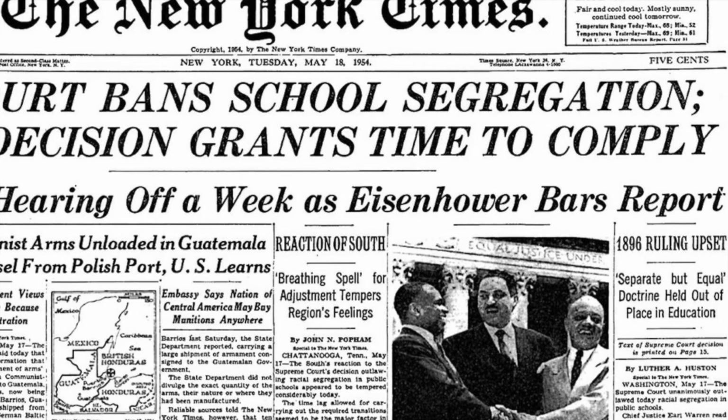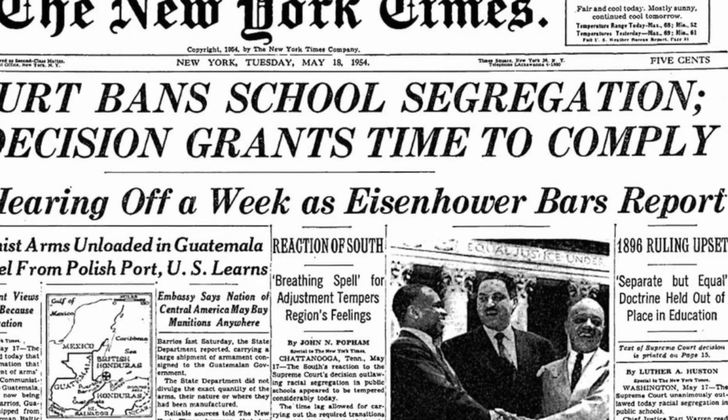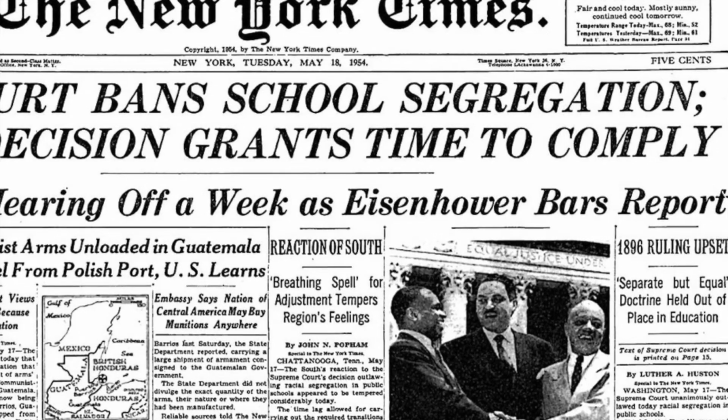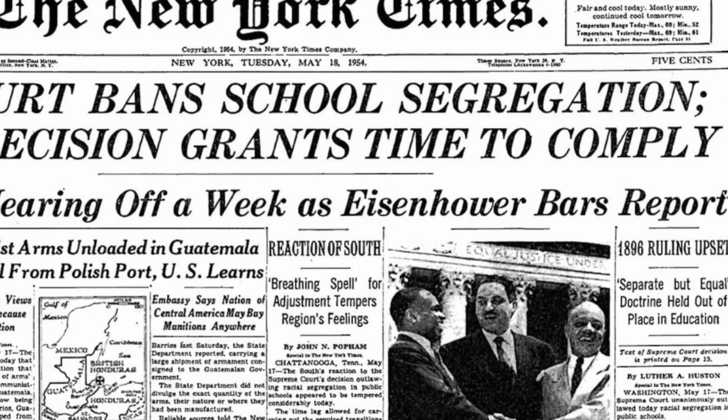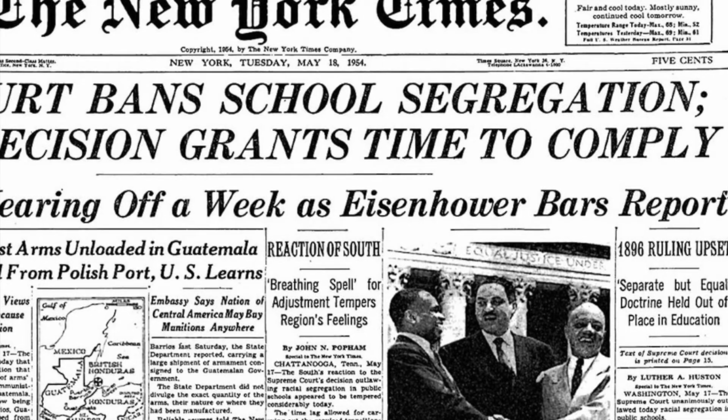But how? The following year, the courts provided a plan for every state to carry out the integration of their schools, quote, "with all deliberate speed."